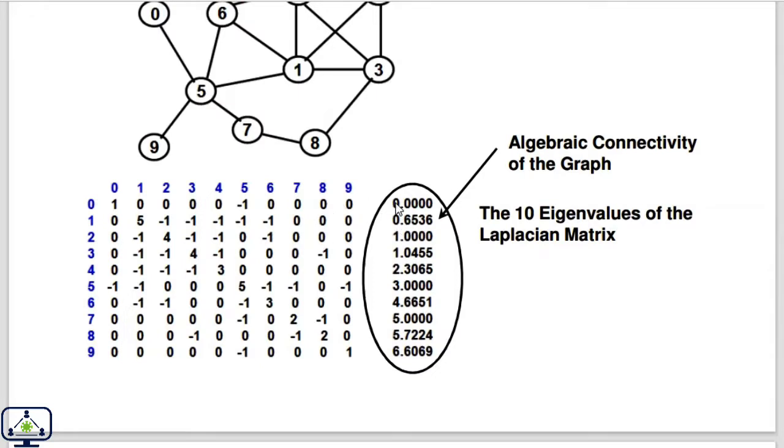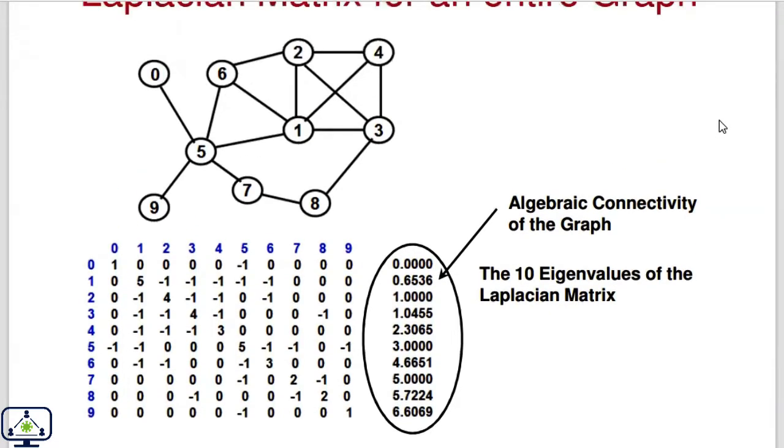A good property of the Laplacian matrix is that the eigenvalues we get as output will automatically be sorted in increasing order, and the number of zeros represents the number of components in this graph. As you can see, this whole graph is connected, so it's only one component, so there is only one 0. The first non-zero eigenvalue represents the algebraic connectivity of the graph, so it's a measure of the connectivity of the graph.